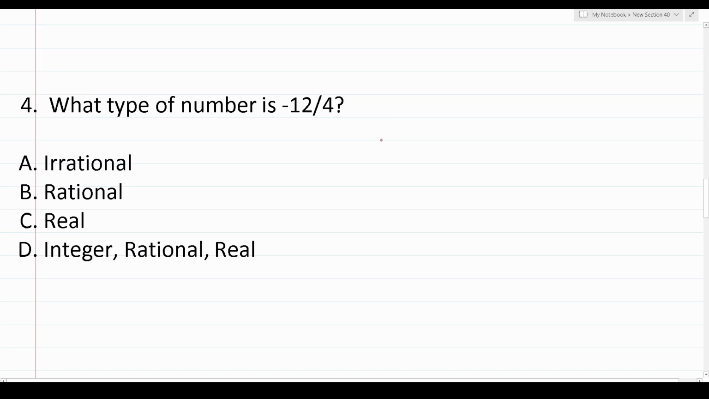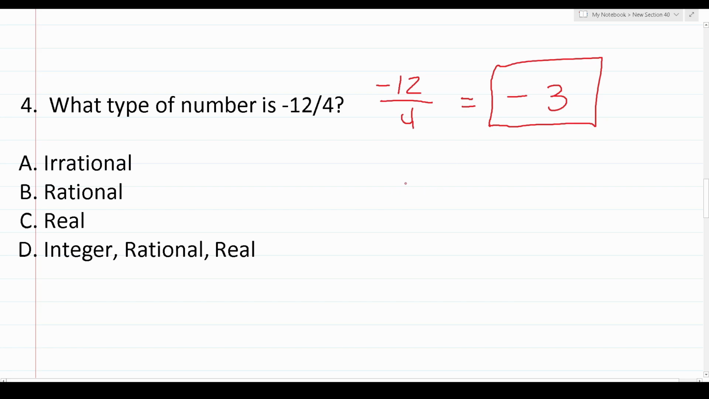All right, so number 4 says, what type of number is negative 12 over 4? All right, so let's go ahead and simplify this first. We have negative 12 over 4. That is to say we have a negative divided by a positive, so we know our result's going to be negative. 12 divided by 4 is 3. So in reality, we're talking about the number negative 3, and we want to classify it.